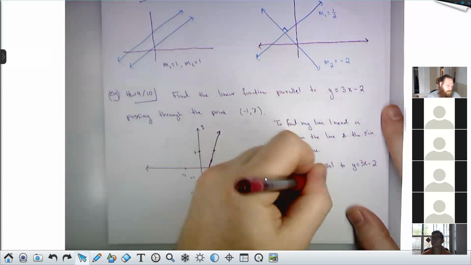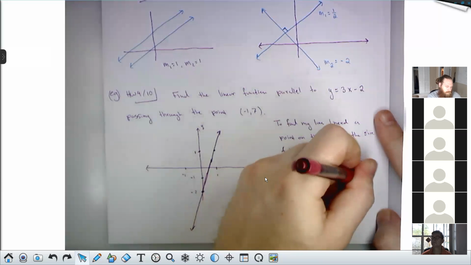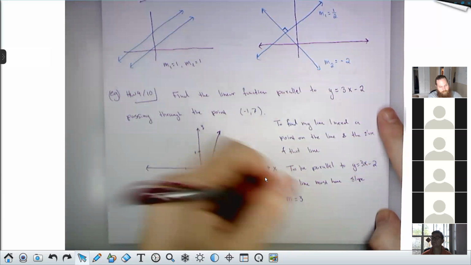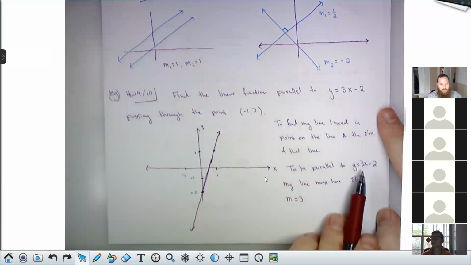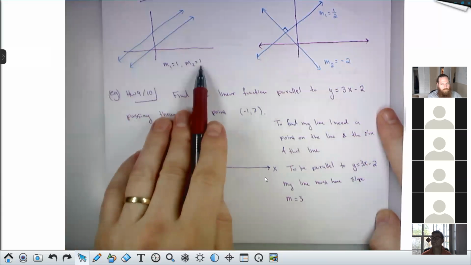So my line must have slope m equals 3, because this line has slope m equals 3. And two lines are parallel if and only if their slopes are the same.